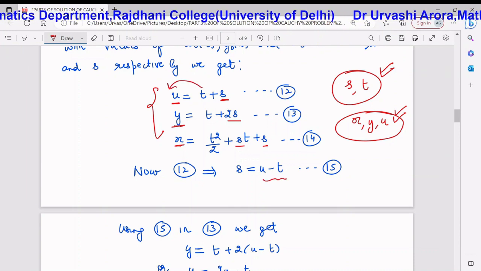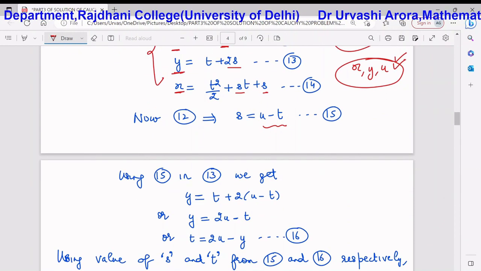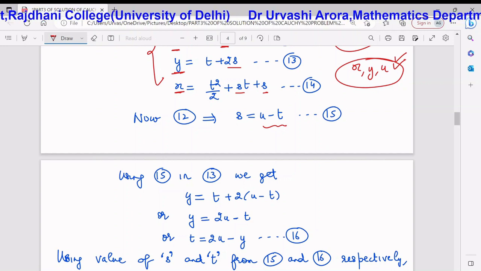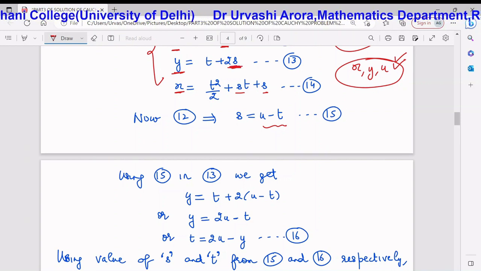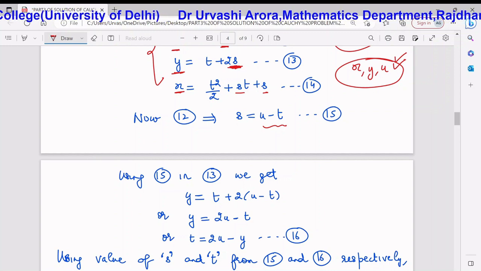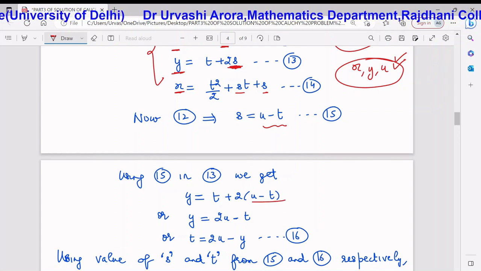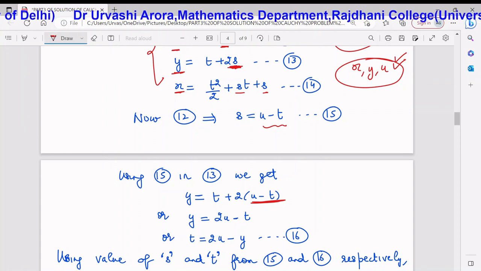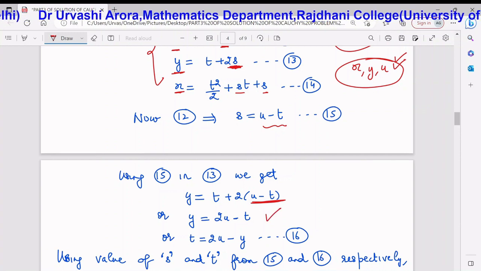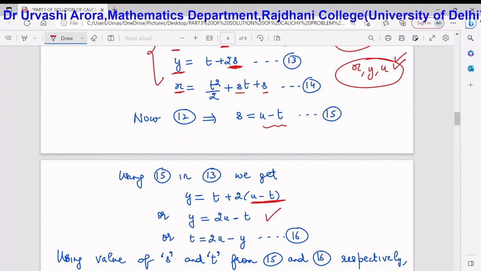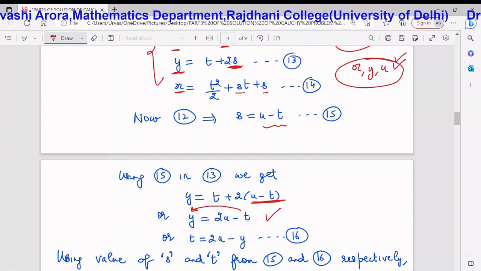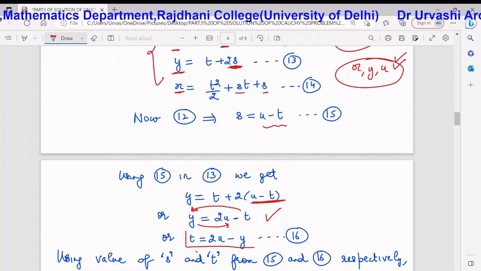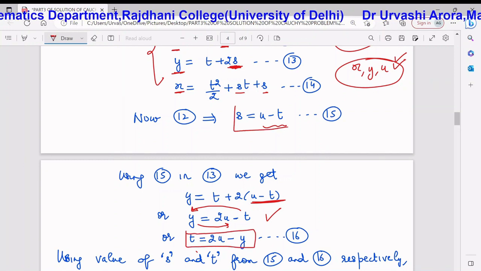This is the value of s, and once you get the value of s, you substitute it in 13. When you make the substitution, y is equal to t plus 2s, with s replaced by u minus t. So, y comes out to be 2u minus t, or you just bring minus t to this side and y to the other side. The value of t comes out to be 2u minus y. So, this is the value of t and this is the value of s.